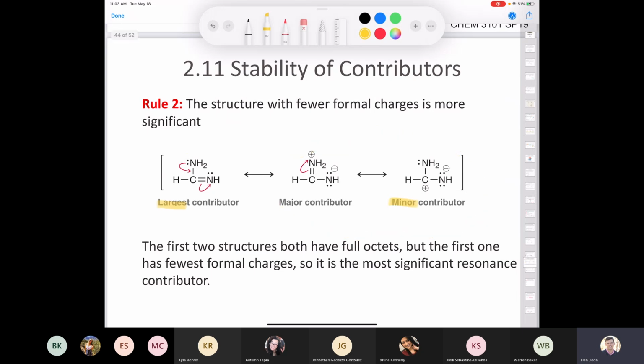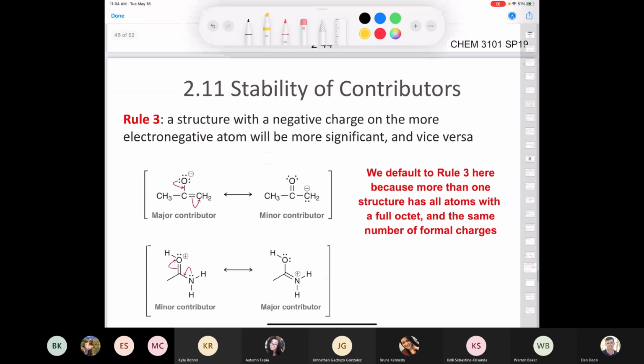The reason that this one is going to be the least significant in terms of its contribution to the overall resonance hybrid is because in this one the carbon doesn't have a complete octet, whereas in this one, even though we have charges, all of the atoms have a complete octet.